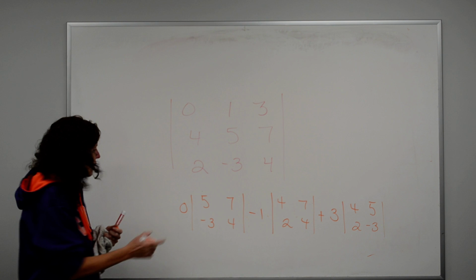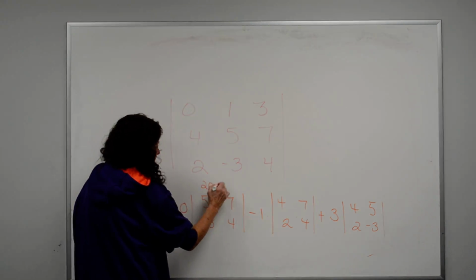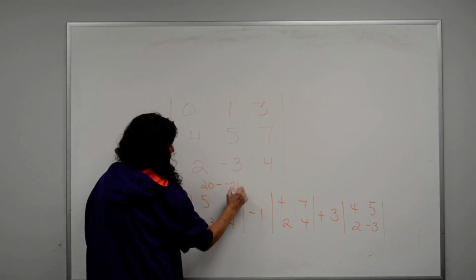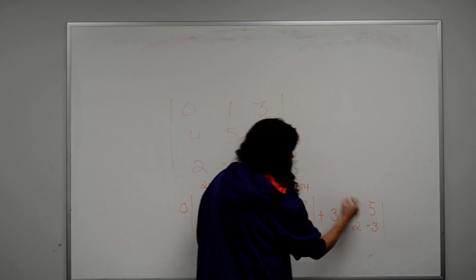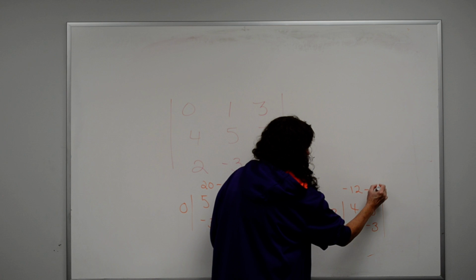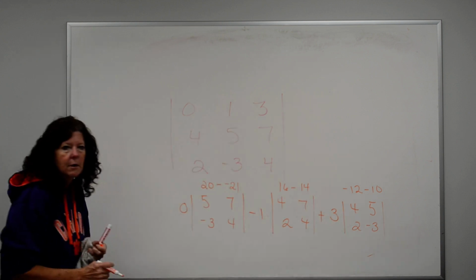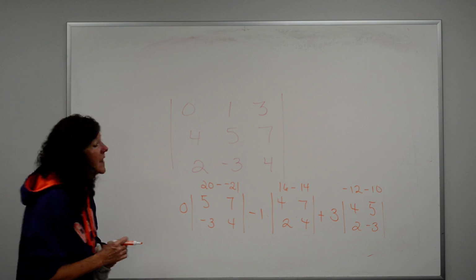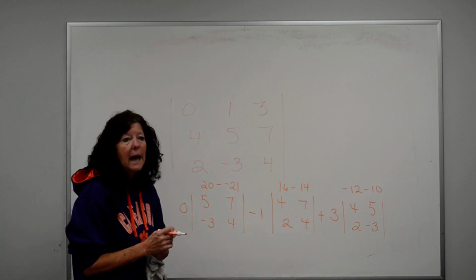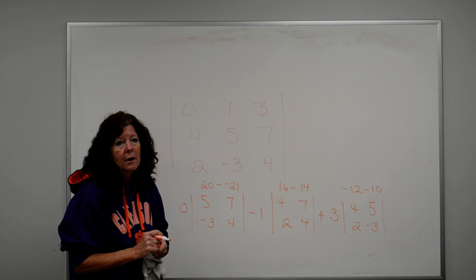Then you just have to do the determinants. 20 minus a -21, 16 minus 14, and -12 minus 10. Okay, with me so far? Why does it go from just -1 to positive, like subtraction? That's the pattern. It's just the pattern. It's like the formula for it.